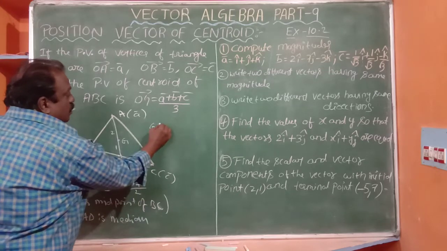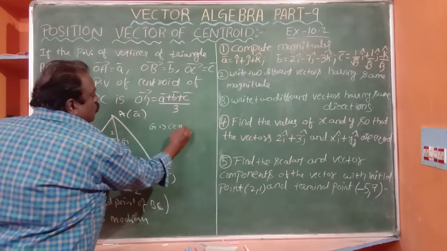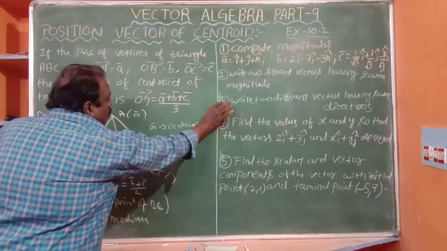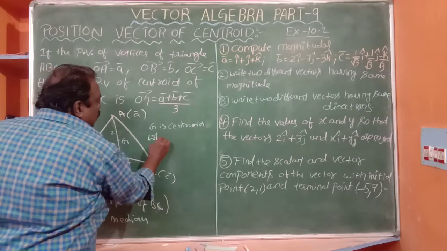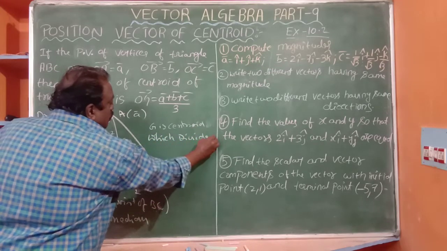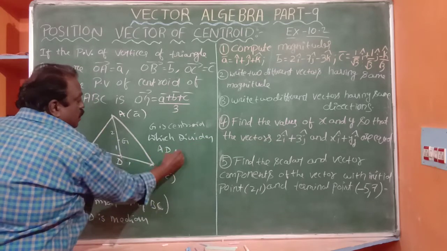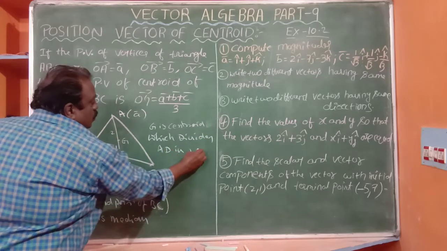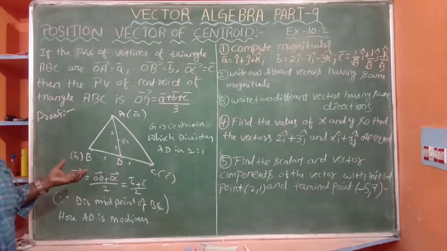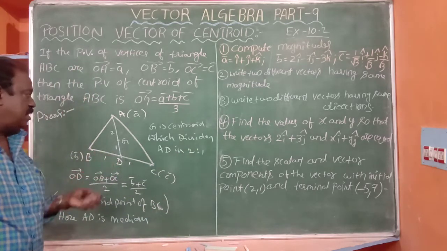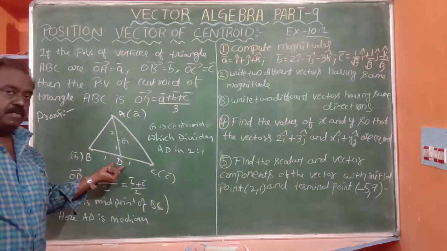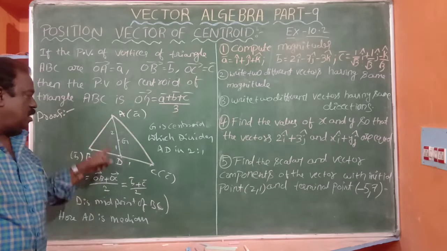I am writing here. G is the centroid which divides the median AD in the ratio 2:1. All these are previous knowledge. It is fundamental knowledge. What is a median? Vertex to midpoint of BC. AD is a median.